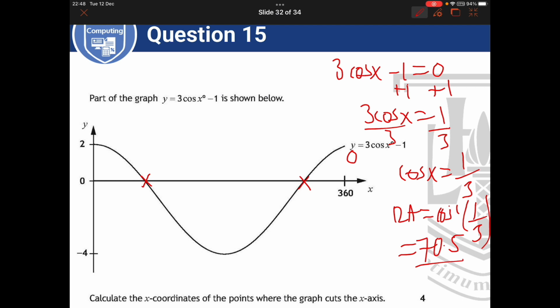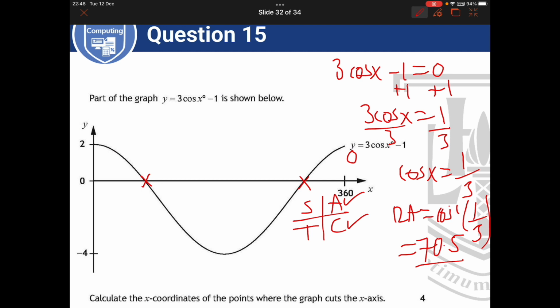Now I need to work out where my solutions are actually coming from, and we've got a diagram that helps us do that. It's the CAST diagram. So where are my solutions coming from here? Well, I was solving for cos x equals positive 1/3. So that meant cos was a positive value. So cos is positive here between 0 and 90 in the All quadrant, and cos is positive here between 270 and 360 in the cosine quadrant.